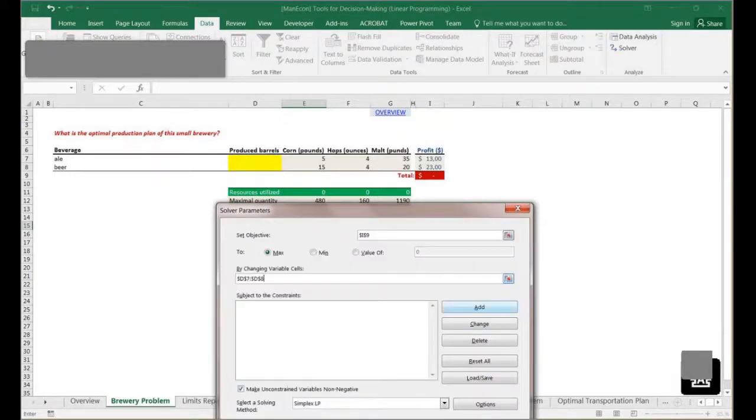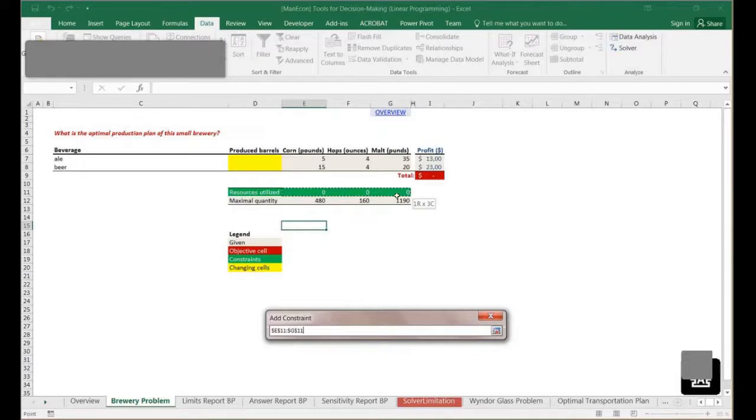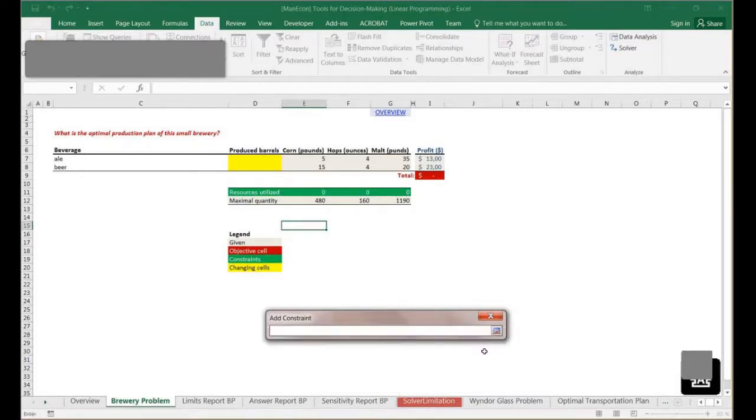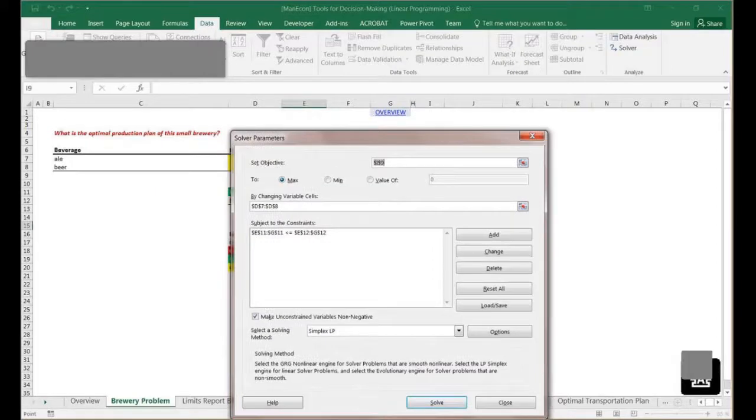And we also need to add a constraint. Our constraints are the capacity constraints. You can do it one by one, or you can do it at once. So I put the left-hand side of the constraint, which is the resources utilized. It's less than or equal to, and the right-hand side is given by this. I click on OK, and this is what we obtain. These are the prepared Solver parameters.